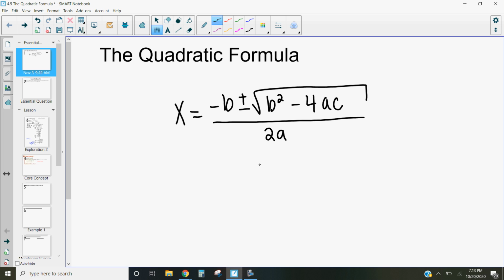X equals negative b plus or minus square root b squared minus 4ac all over 2a, right?